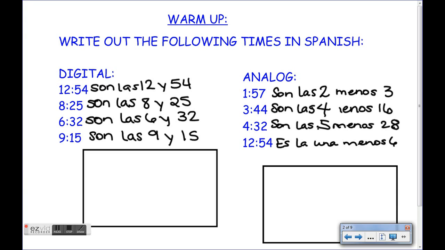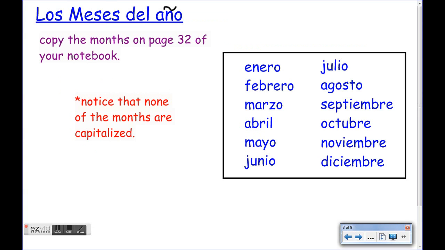Alright, so let's get started. Let's start with our notebook. On page 32 of your notebook, you want to title that page Los Meses del Año. Okay, it's right here. Alright, I'm going to copy the months of the year on this page. Make note that all the months of the year are lowercase. We do not start the months of the year in Spanish with a capital letter. We start them all with lowercase letters.